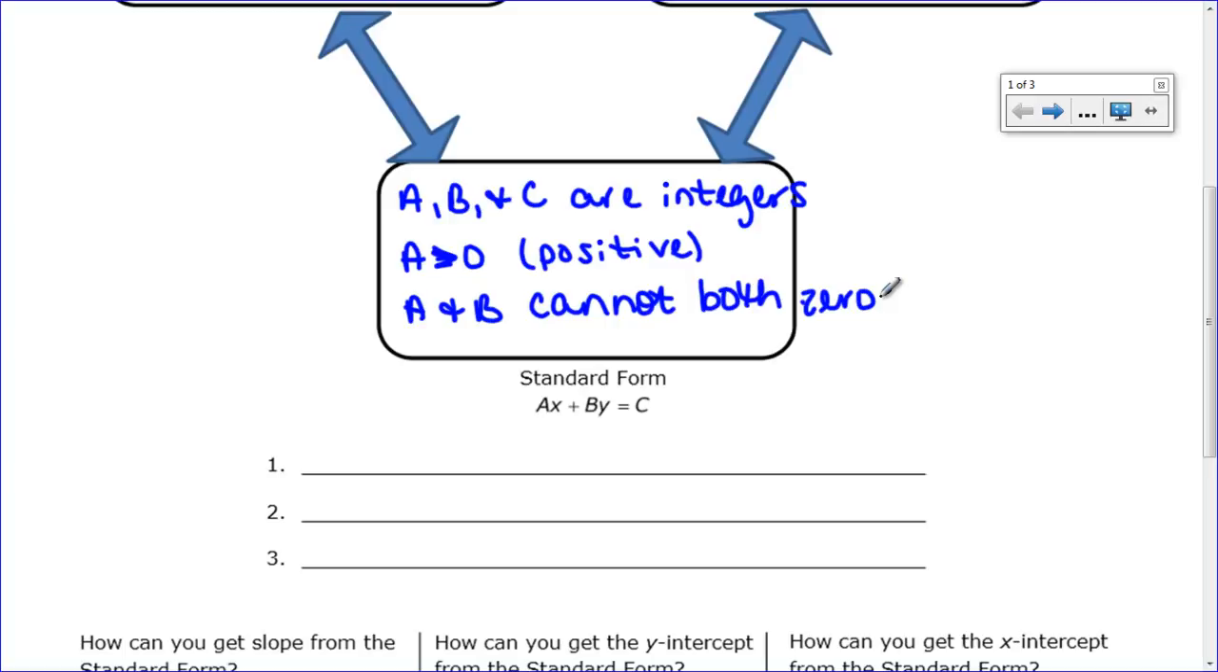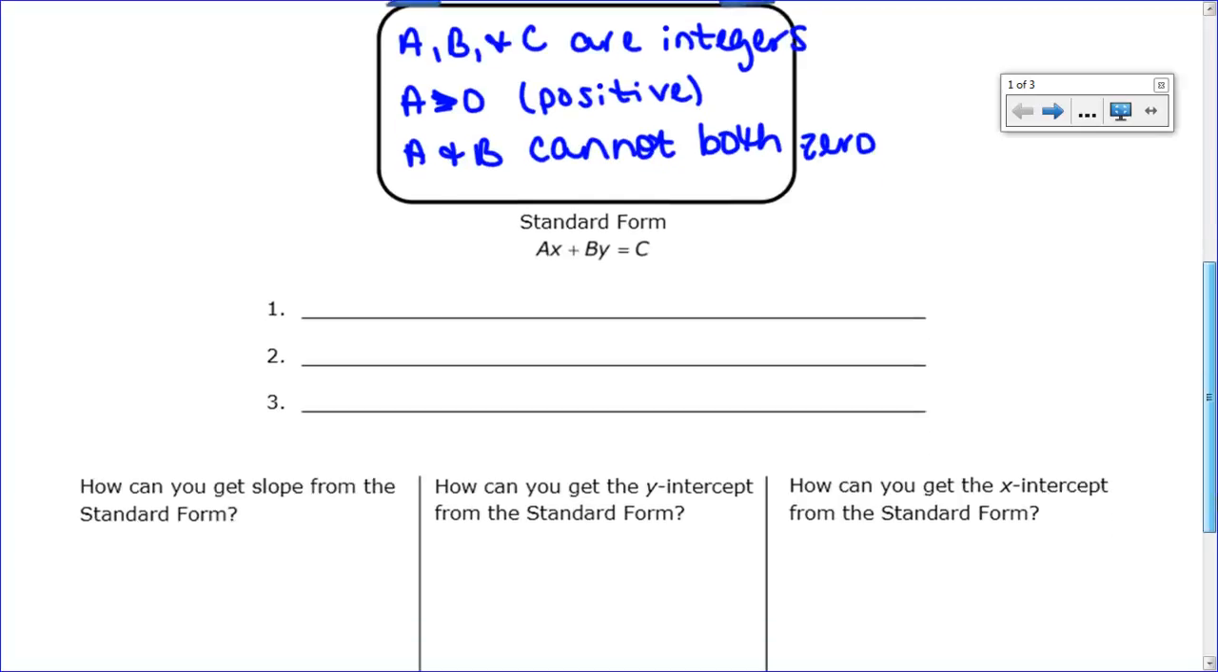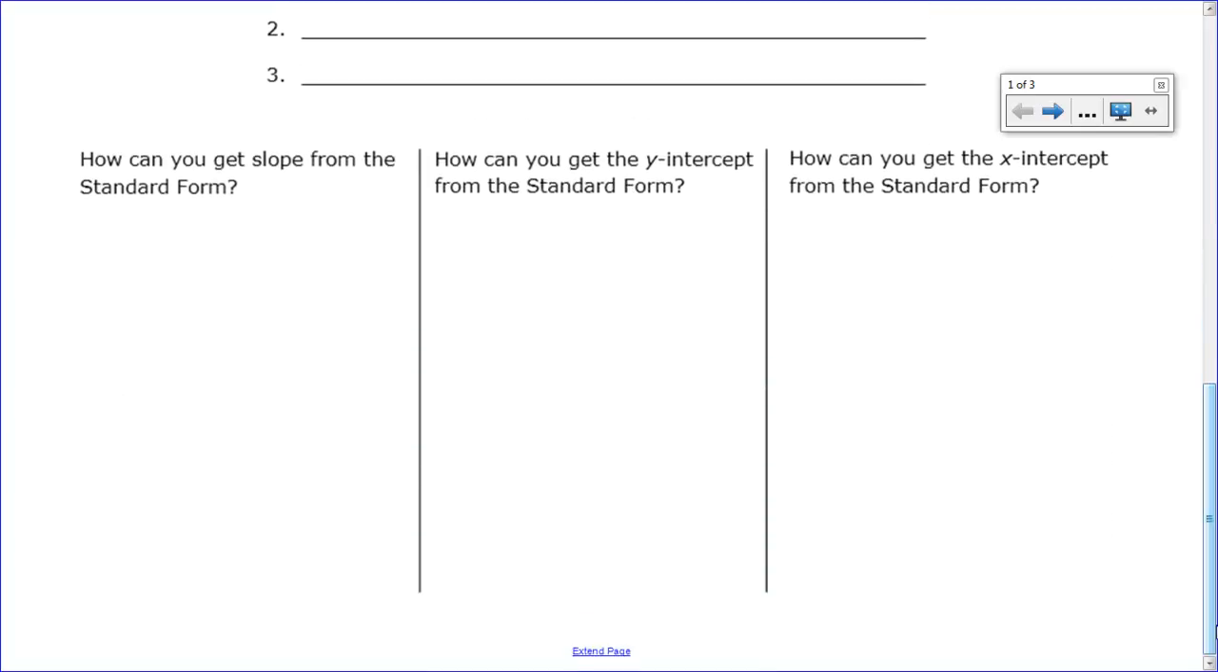There are two ways to approach using standard form, which we'll talk about when we graph towards the end, but there are some shortcuts we're going to learn first, and I love this shortcut. I don't ever solve an equation for y without using my shortcut. So the first one is, how can you get slope from the standard form? Well, this is what standard form looks like: ax plus by equals c.